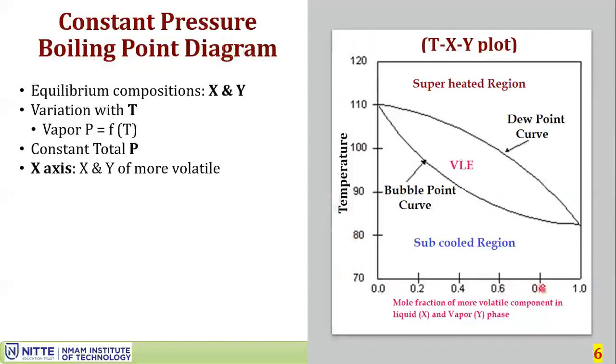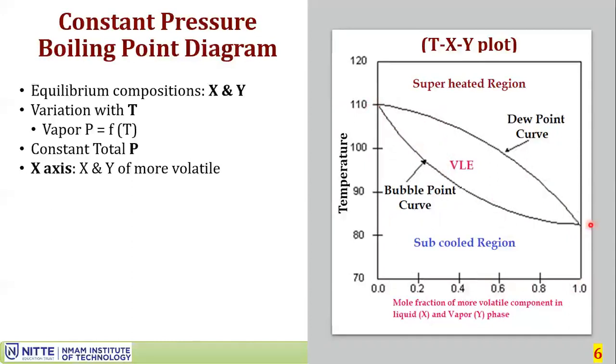And this entire diagram is fixed for a given pressure, that is total pressure. So that's why we mention it as constant pressure boiling point diagram. We also call it a TXY plot. The reason is T is temperature, X is mole fraction in the liquid phase, Y is mole fraction in the vapor phase. Now it represents equilibrium composition of X and Y at different points. So this particular diagram is representing an equilibrium diagram for different combinations of X and Y in the liquid and vapor phase.